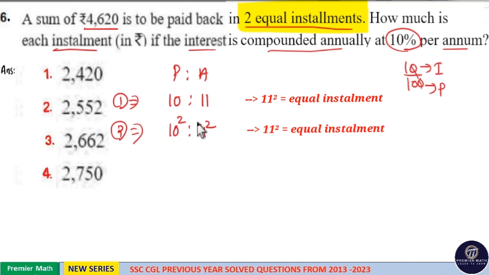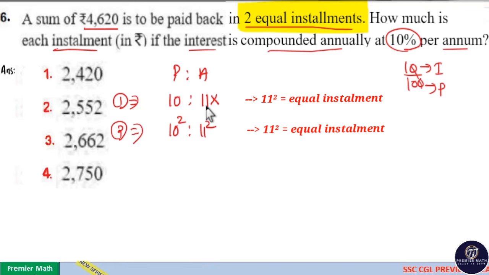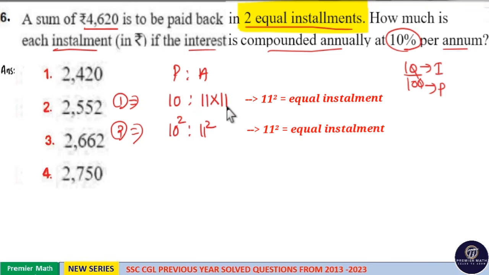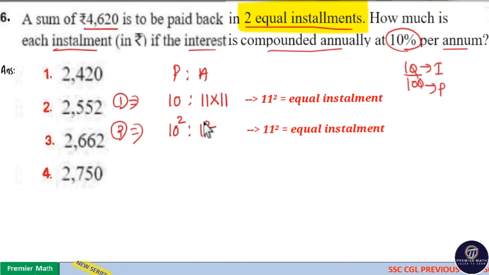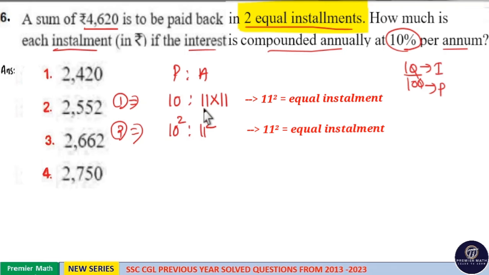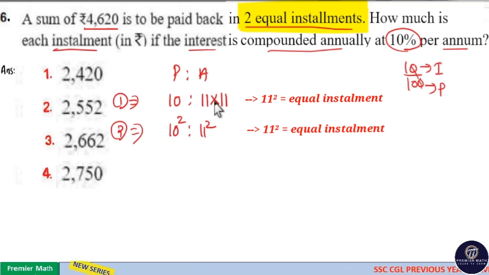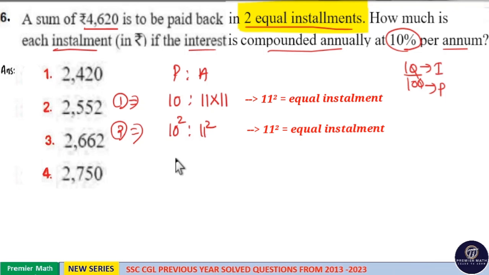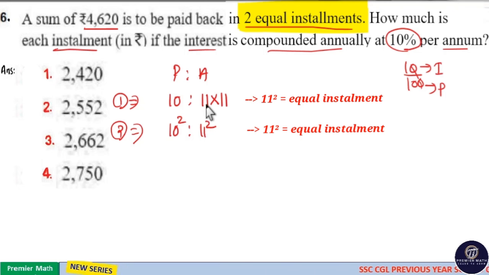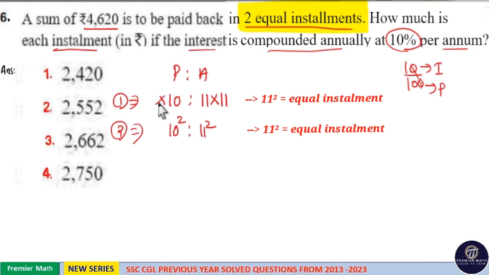So if for the second year it is 11 square, we should equalize the first year as well, that is 11 into 11. In order to equalize this, multiply it with 11. Now the amount is equal in the first year and second year, that is 11 square and 11 square. When I multiply 11 with 11, I should multiply 11 in principal as well.